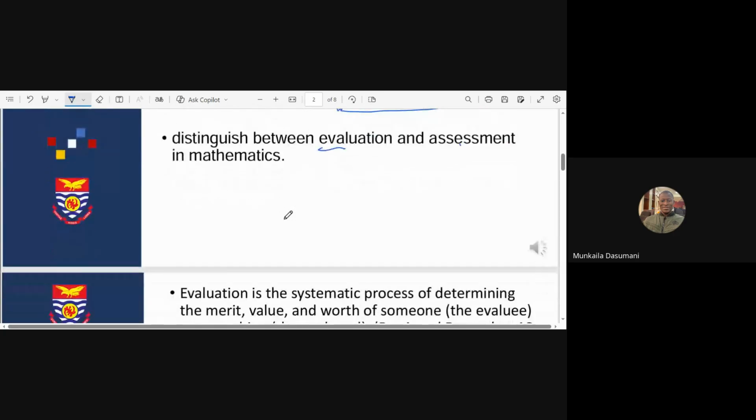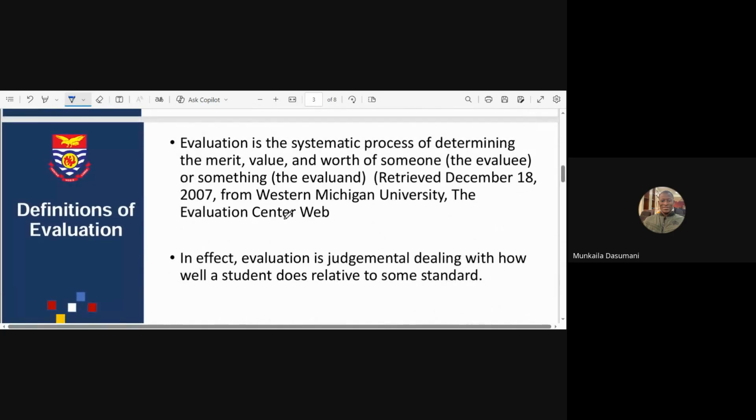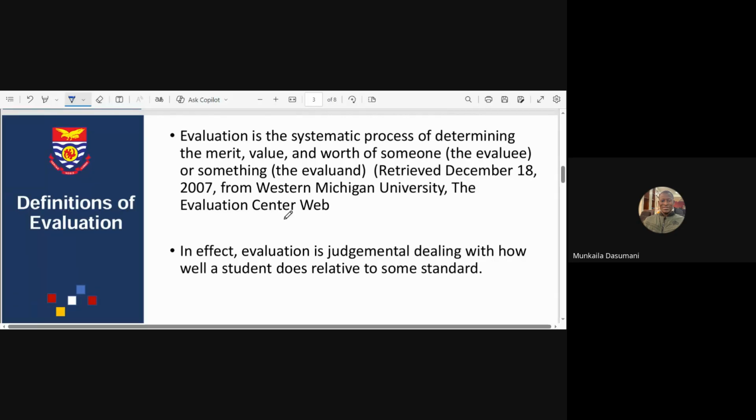So we move on to evaluation. Evaluation is the systematic process of determining the merit, value, and worth of someone. And the someone we are determining the value or the worth of is what we call the evaluee. You have an evaluee, or something, maybe not a human being, so maybe an object.